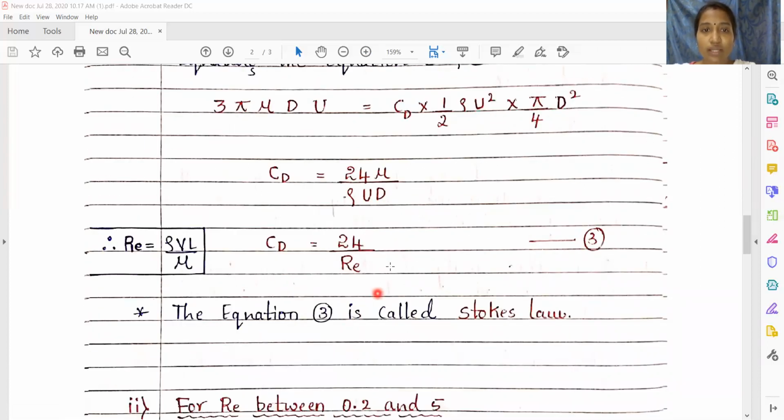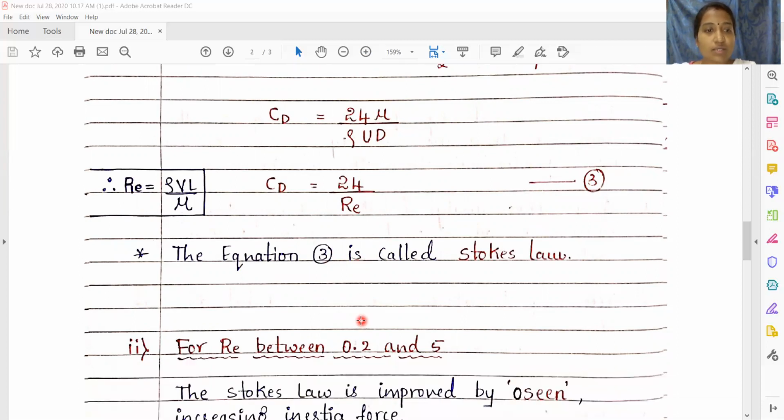Okay. So you can get the last equation, that is CD is equal to 24 by Reynolds number RE. This is equation number 3. This equation number 3 is called as what? Stokes law. Okay, Stokes law here.